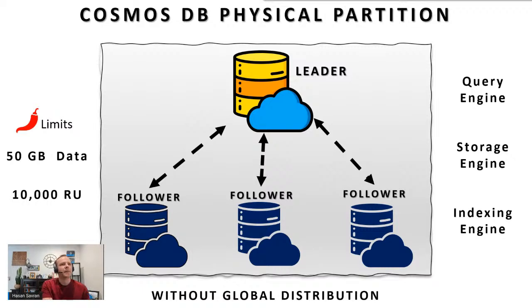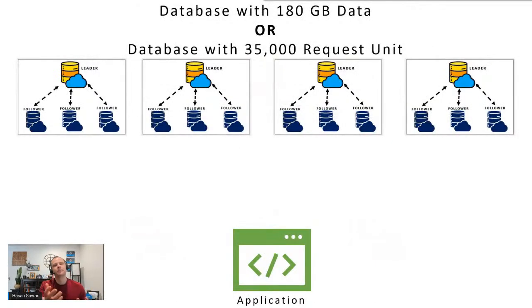Now, let's look at an example for the physical partitions. Let's say you have a database with 180 gig of data in it. That's, let's say, one container. That means you're going to have 4 physical partitions. It doesn't have to be just 180. Maybe you don't have that much data, but you need 35,000 request units. In that case, you end up with 4 physical partitions again.